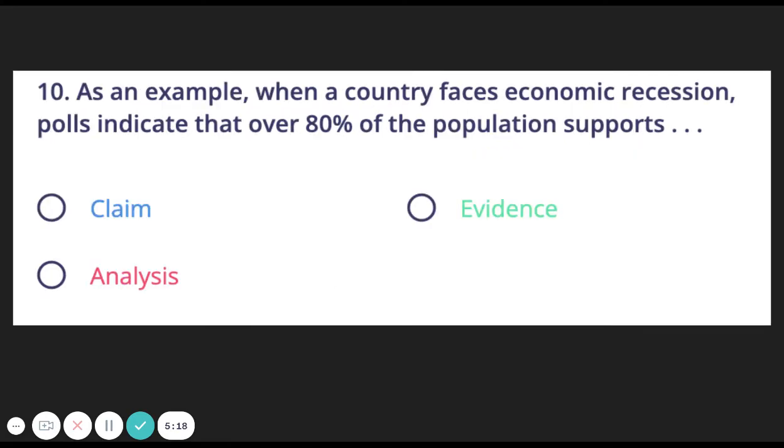An example of when a country faces an economic recession, polls indicate that over 80% of population supports. Is that a claim, analysis, or evidence? Select your answer on your Google form.